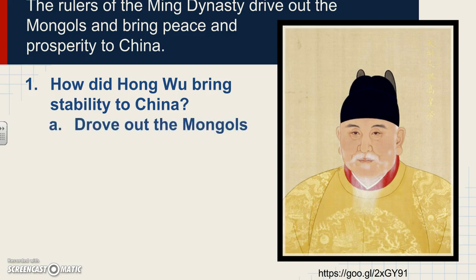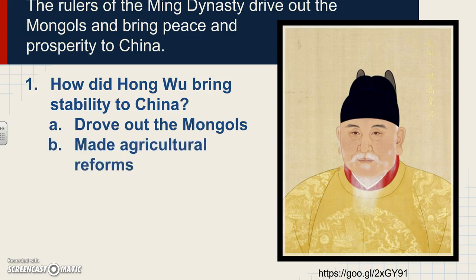So first thing he did was drive out the Mongols, get rid of what a lot of the Chinese saw as foreign invaders from the north. The Mongols had been invading parts of China for centuries. It's part of why China wanted to build a great wall to its northern border to stop them from coming in. So that's the first step towards gaining stability.